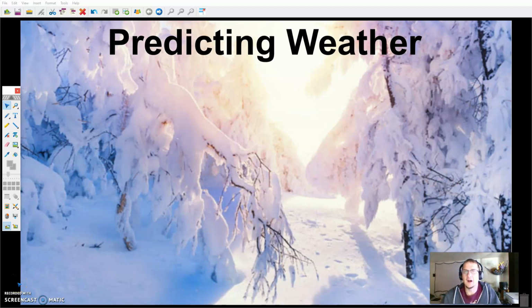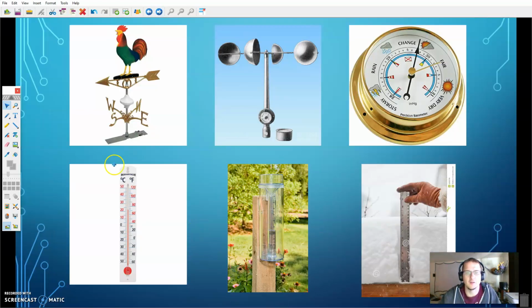Hey everybody, for the rest of this week, we are going to be working on predicting weather. Now, to do this, I want to review a few things that we have learned in previous lessons, previous videos. These puppies right here, the six tools of a weatherman.